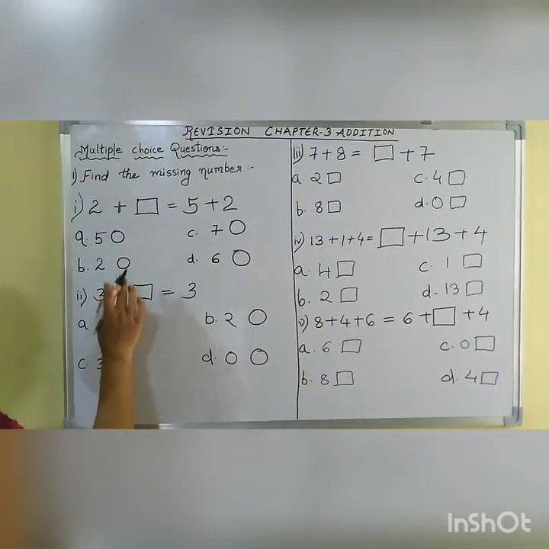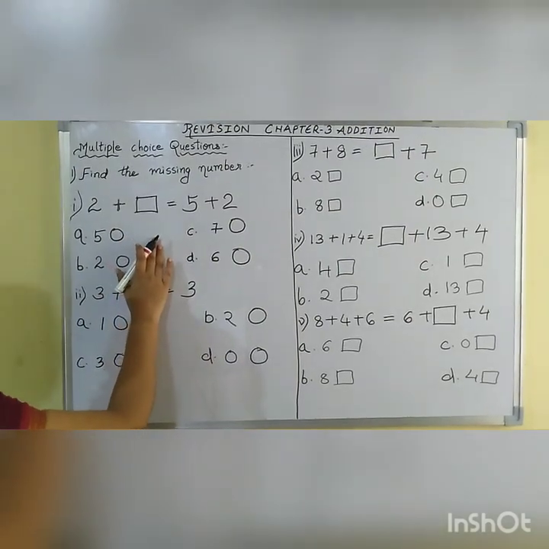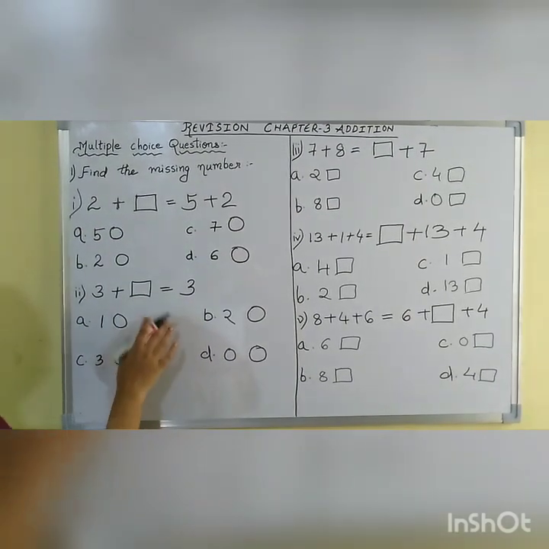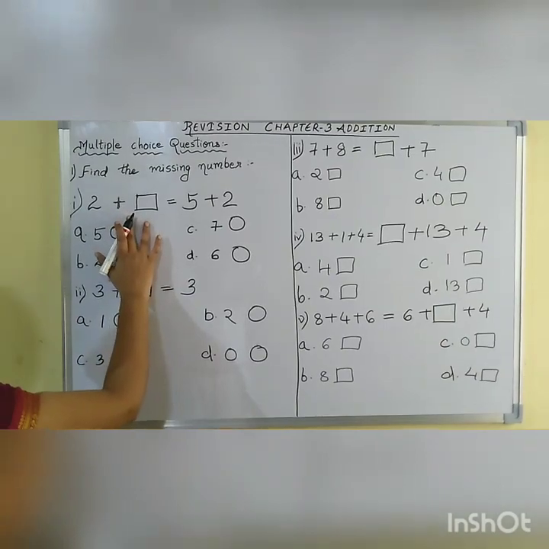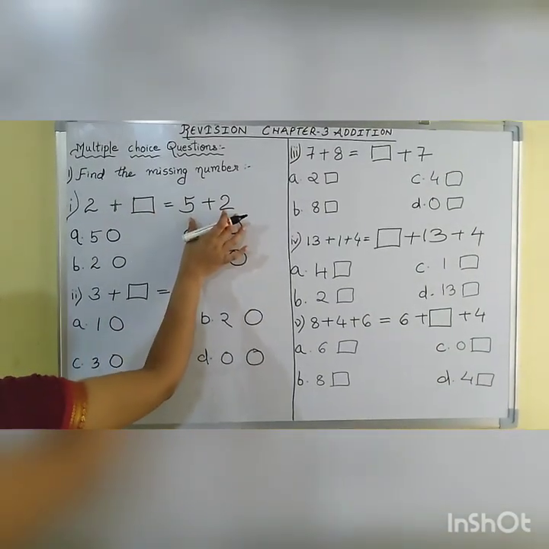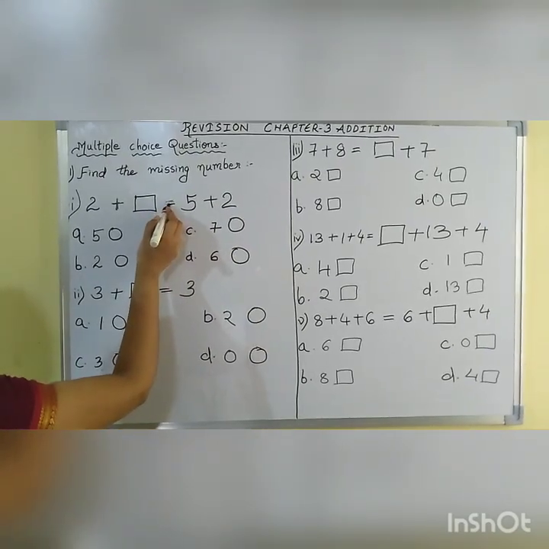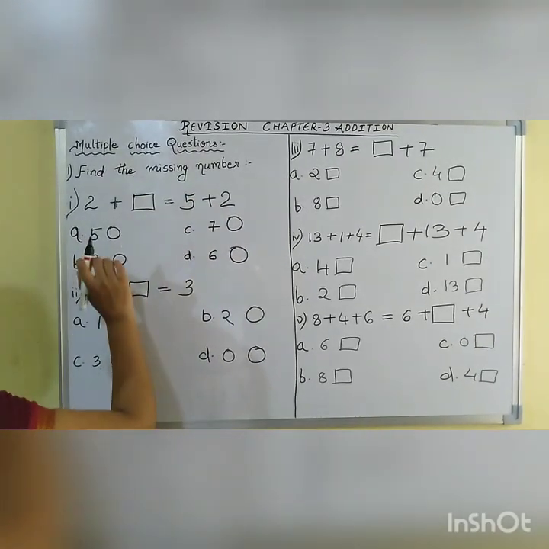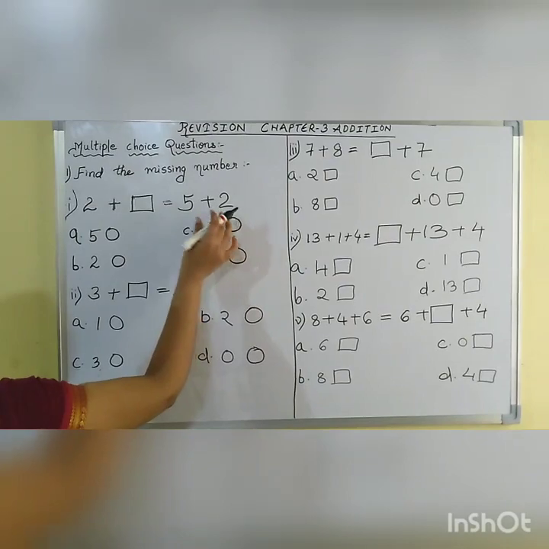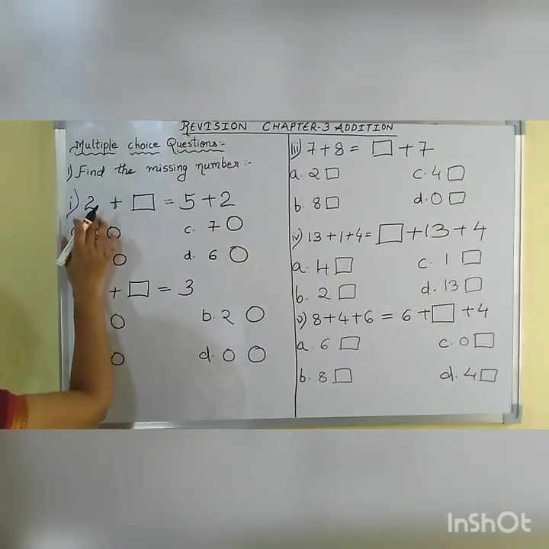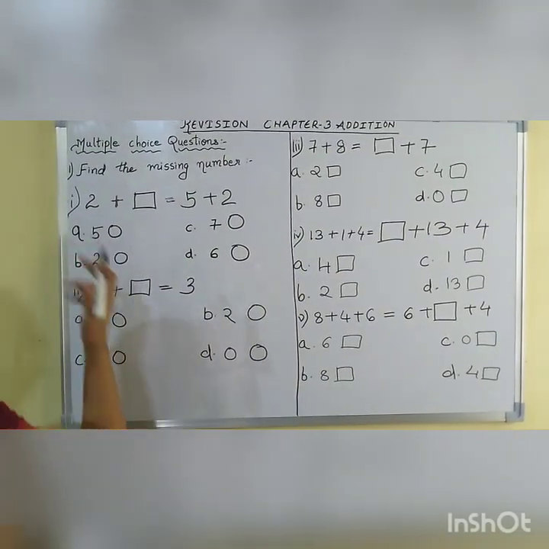See children, you have learned the properties of addition. In the same way you have to do this one. Here 2 numbers should be there, equal, here also 2 numbers. What are the numbers given? 5 and 2. And equal means both the sides should be equal. 5 plus 2, 2 numbers are there. But here only 1 number is there. So what is the number missing here?